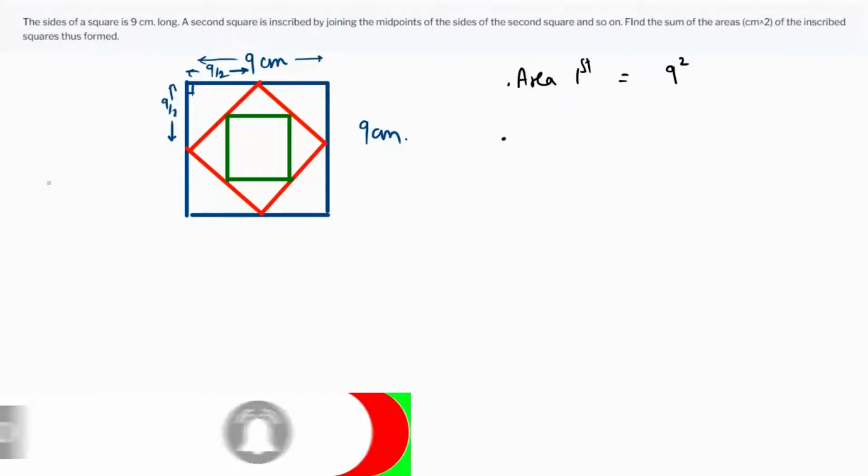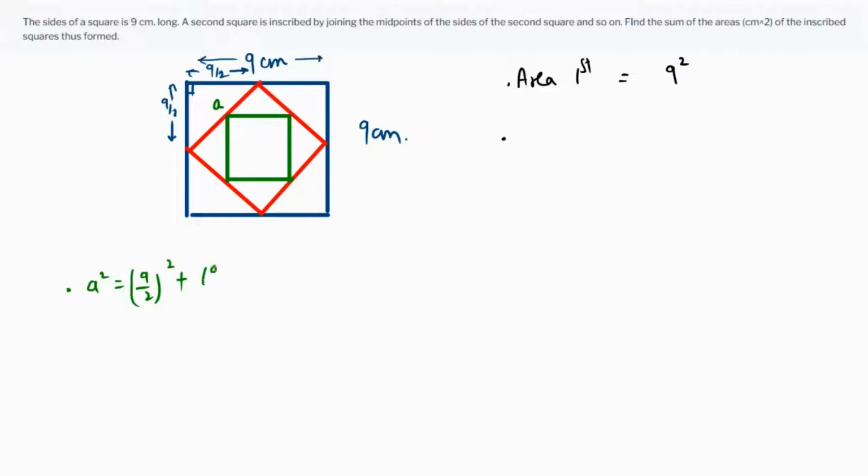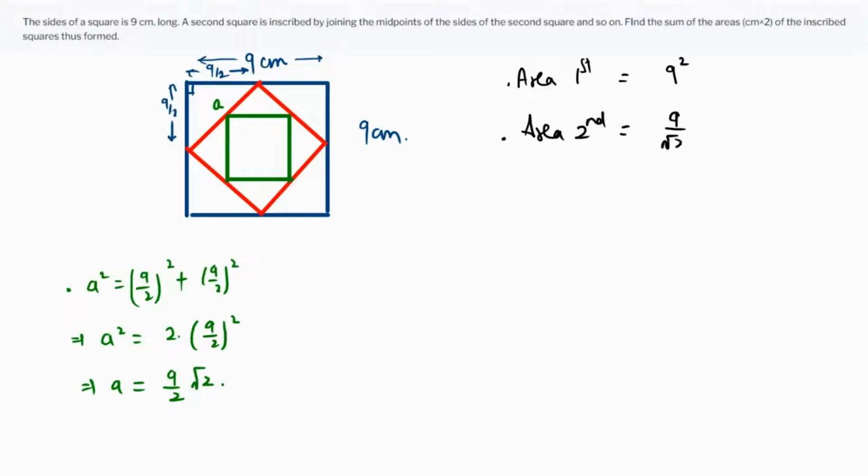So if I do that calculation, let's say this side is a. So a square is going to be (9 over 2) square plus (9 over 2) square. This means that the value of a square is 2 times (9 over 2) whole square. So the value of a comes out as 9 over 2 root 2, which is 9 over root 2. And if that is the case, then the area is something we can easily find. So the area of the second one will be (9 over root 2) whole square.